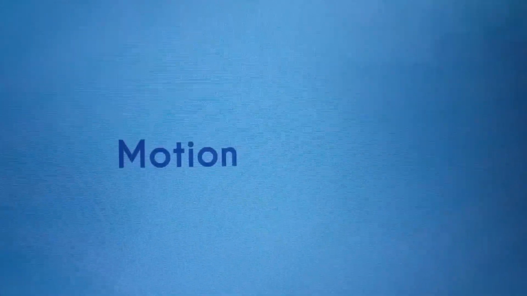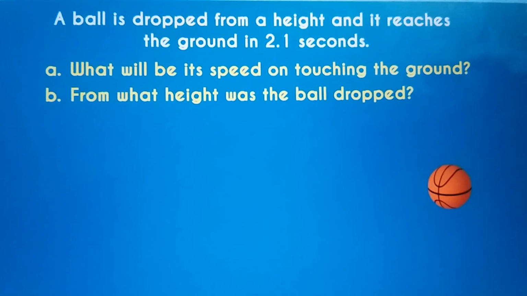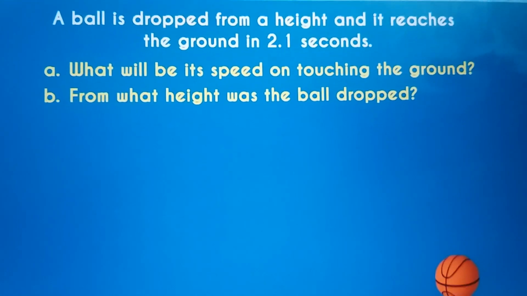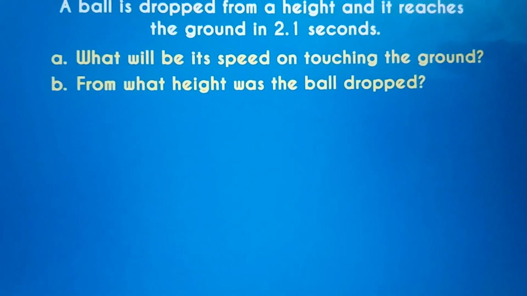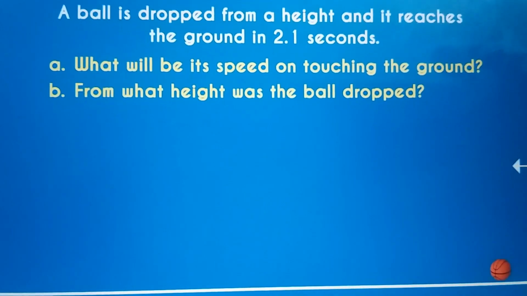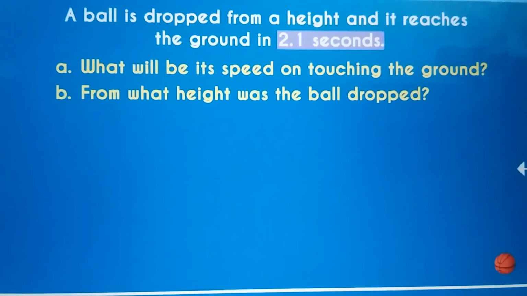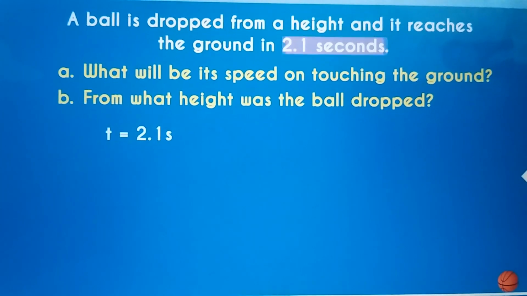Problems related to motion and gravity. Here's the first one. The best way to tackle problems is by representing what is given diagrammatically. Let's assume this is the ground and this is the height from which the ball is dropped. It takes 2.1 seconds for the ball to reach the ground. So t will be 2.1 seconds.